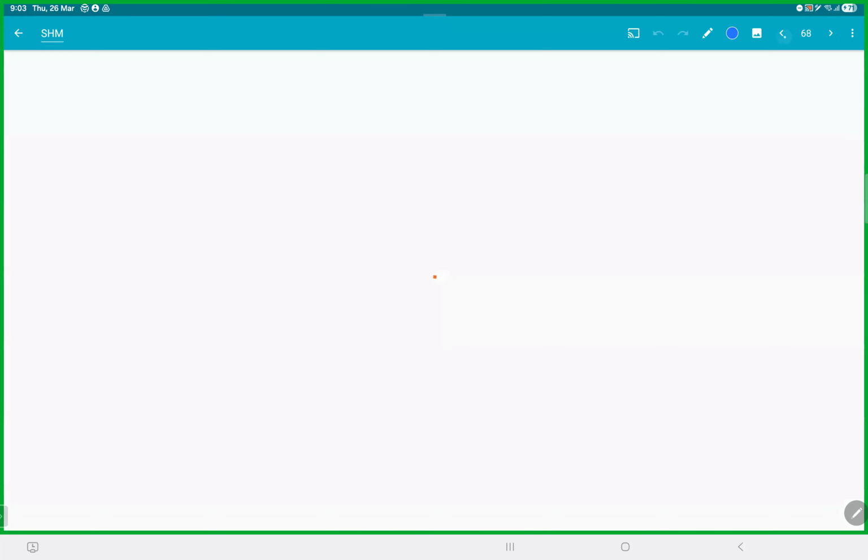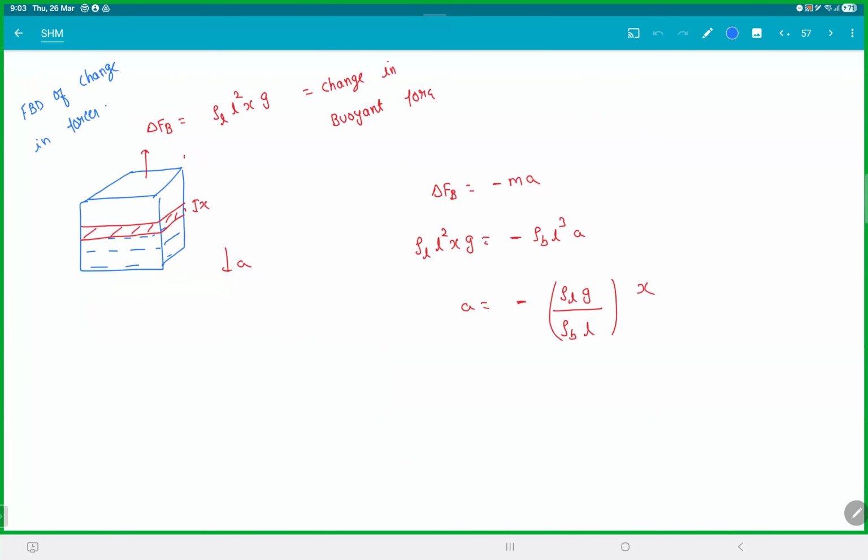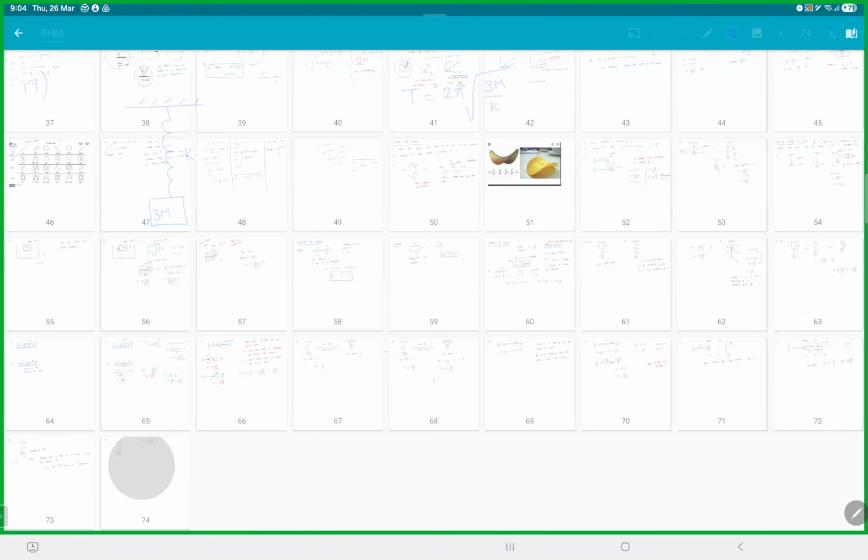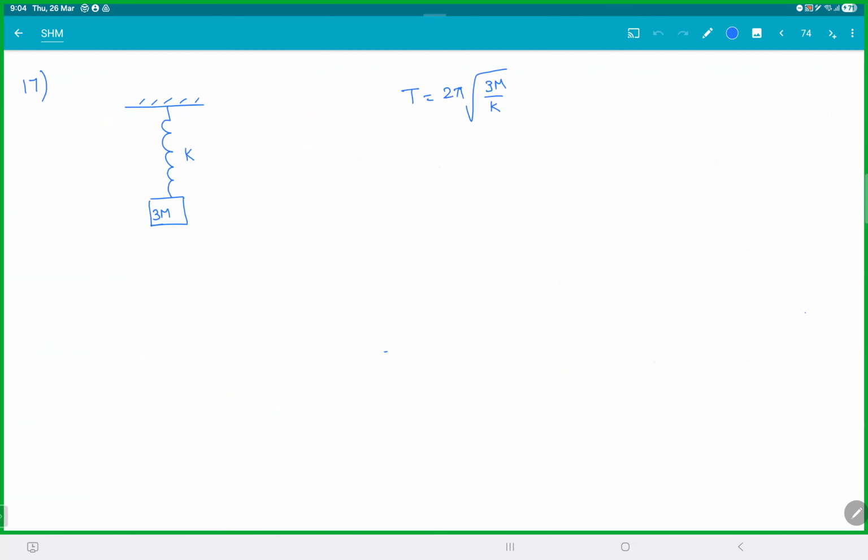If you go back to the steps, what was the first step? Choose your system and bring it to rest at the mean position. You're getting it? So it doesn't matter if it is initially already oscillating, you just stop it, keep it at the mean position and displace it. So the time period will be simply 2 pi root over mass by k equivalent there. The time period doesn't get affected because of the amplitude. Great.